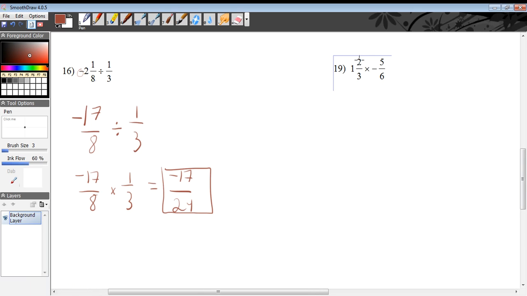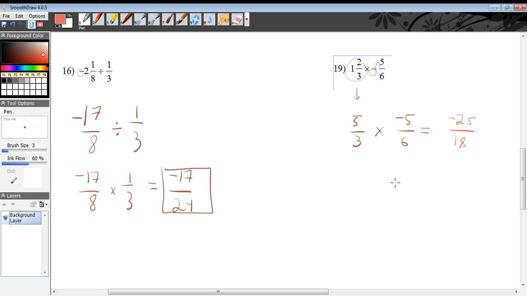Okay, multiplying here, we need to turn this into an improper fraction. 1 times 3 is 3, and then add to the 2. So I have 5 over 3 times negative 5 over 6. Now, one thing you may notice is I always like to attach that negative to the numerator. I think it makes it a little bit easier. 5 times negative 5 is going to be negative 25 over 18.